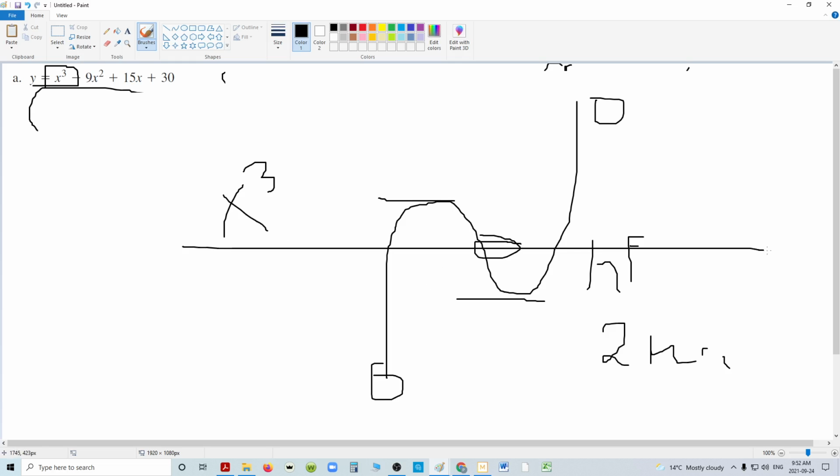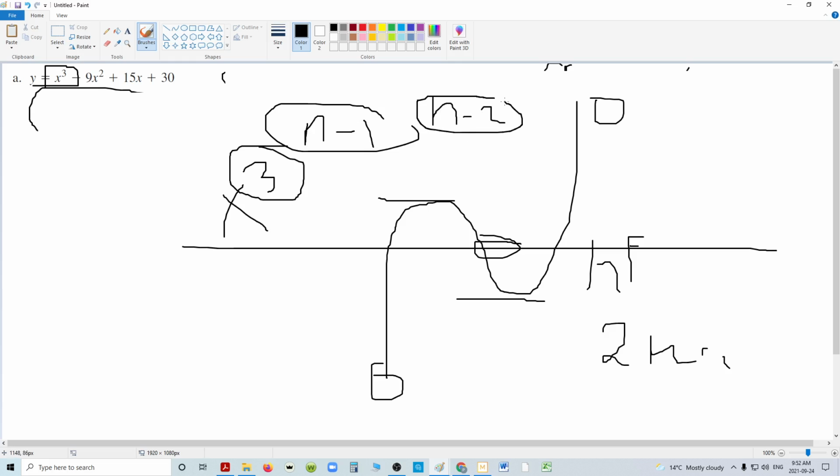They can also cross the x-axis up to 3 times. So they can cross the x-axis up to their degree. They have n-1 min-max points, and they have n-2 inflection points. That's really helpful to know. They always follow that rule.